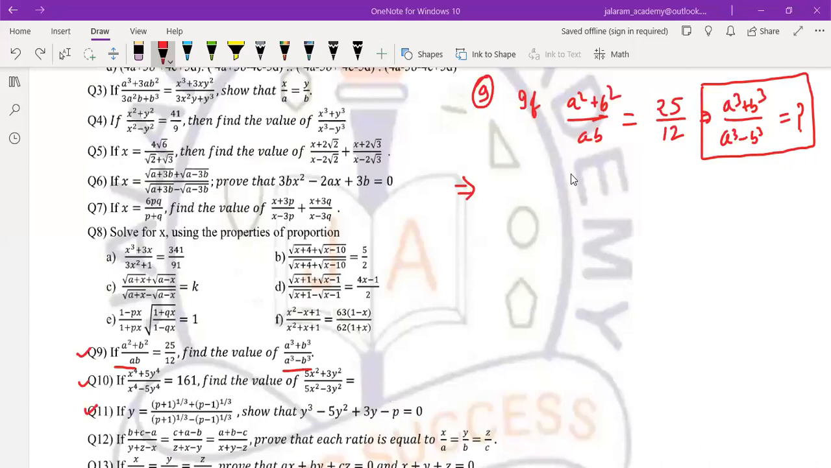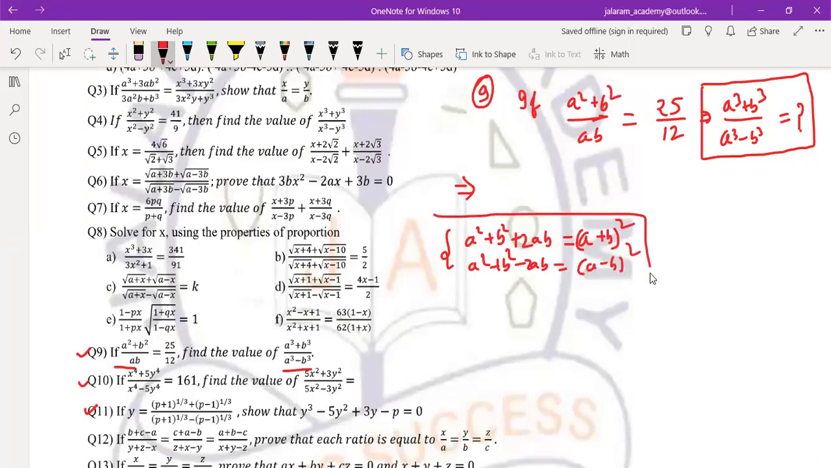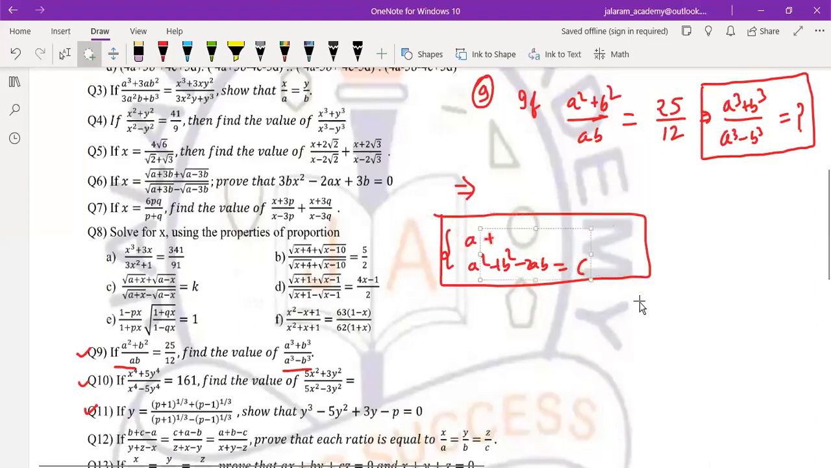If you think about the relationship between a square plus b square and ab, the first formula which comes to your mind is a square plus b square plus 2ab, which is equal to a plus b whole square. This we do not have to write. I am giving you a hint for this question. And this is a minus b whole square.